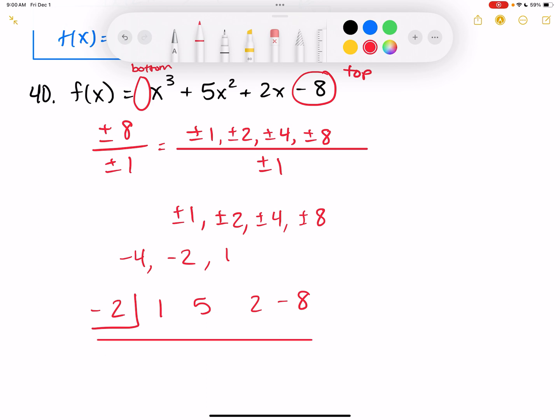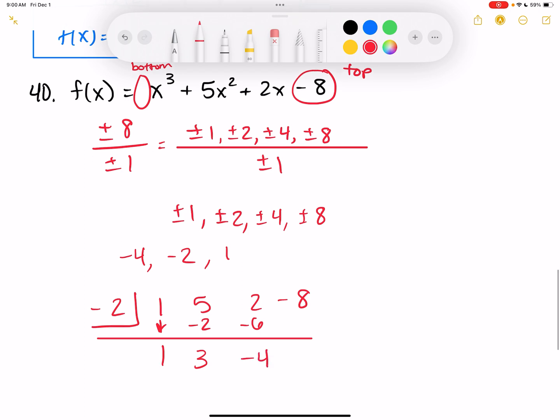Okay, so we're running synthetic just like we normally would now that we found these potential zeros, ones that we think might work. Bring down the 1, times -2 is -2. Plus 5 is 3, times -2 is -6. Plus 2 is -4, times -2 is +8, minus 8 is 0. So the good news is it came out as 0, so we know that is a zero. So x equals -2, and my factor is going to be x plus 2.